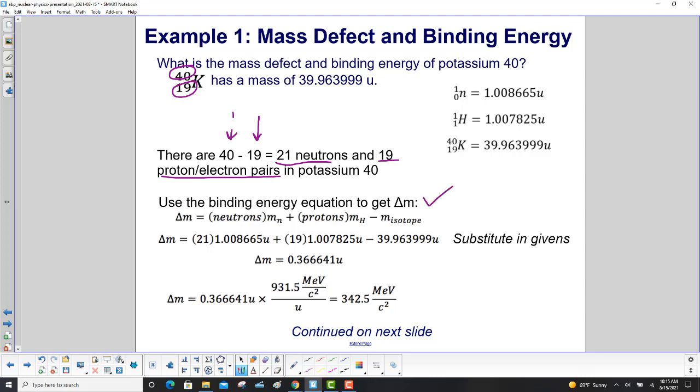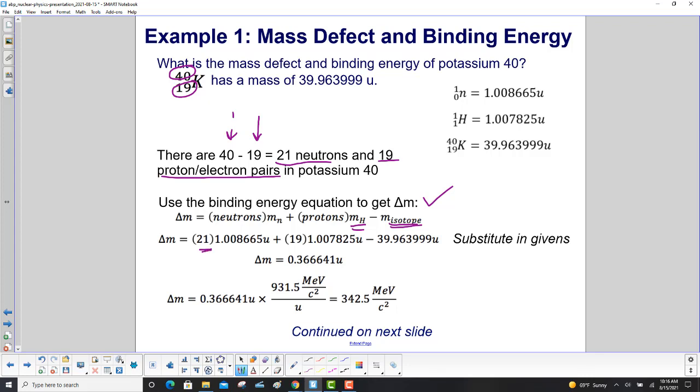Here's our binding energy equation. Number of neutrons times the mass of a single neutron plus the number of protons times the mass of the hydrogen atom. That will enable us to subtract out the number of electrons. And where is that coming from? The mass of the isotope includes the electrons. We don't want to deal with electrons here when we're talking about the nucleus.